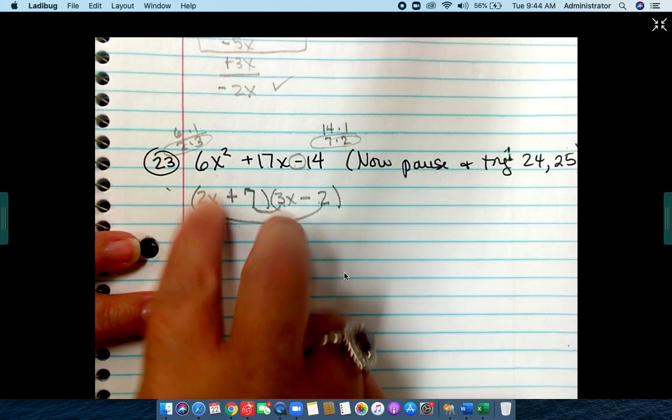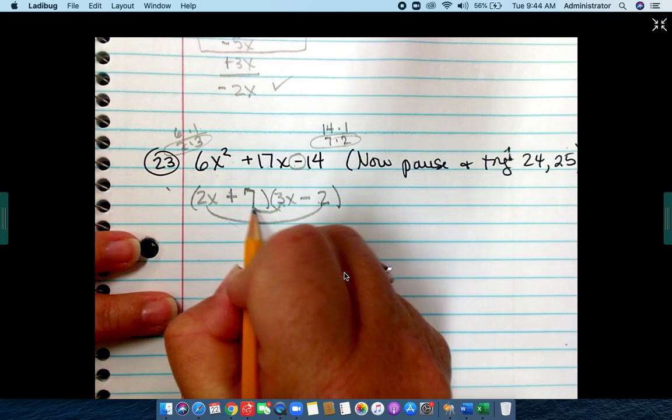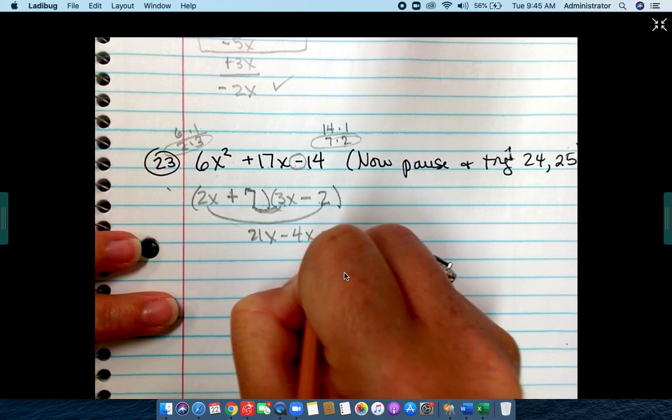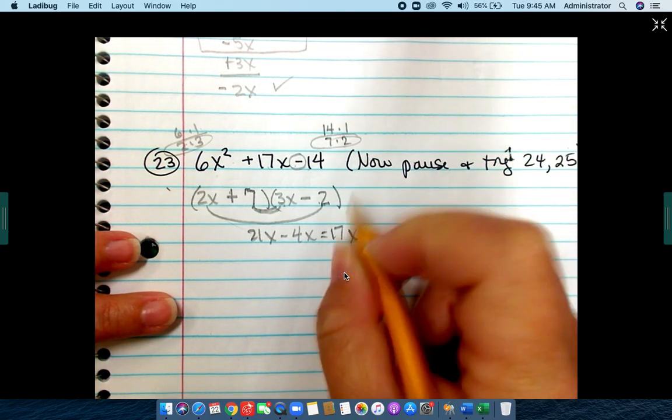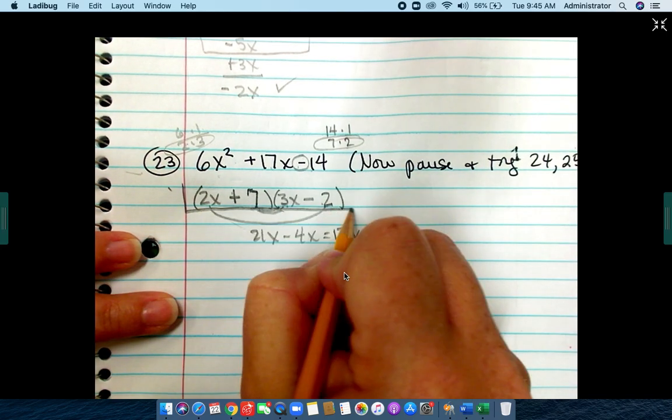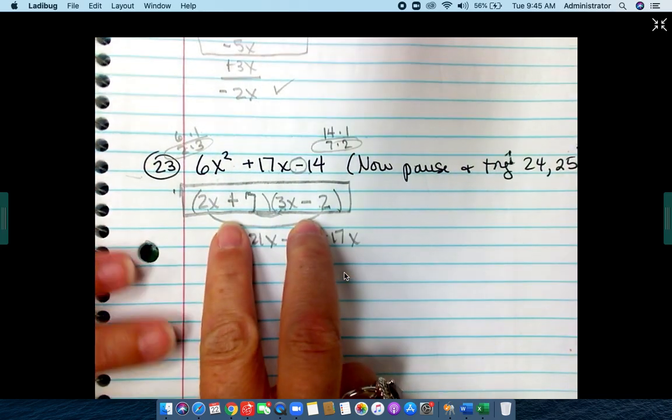So 2x times 3x is 6x squared. I've got 21x minus 4x, which gives me 17x. And then again, 7 times negative 2 is negative 14. So I am done. But certainly you can use your calculator.